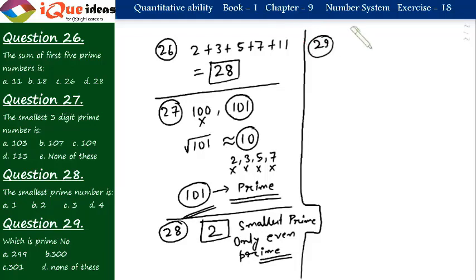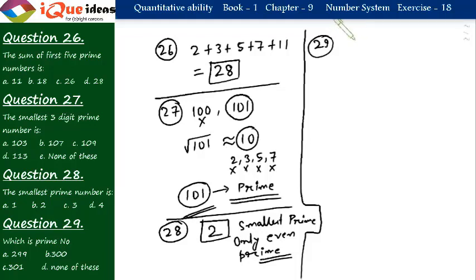It says which is a prime number. Now I hope you remember the method. The same method will be repeated. Numbers are 299, 300, 301 and none of these. Now 300 is not a prime number, that we know for sure. Let's start checking for 299 and 301.